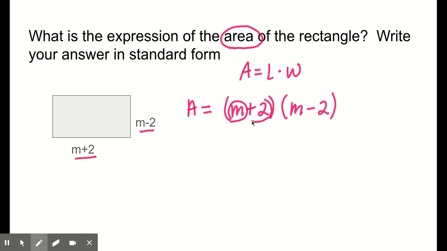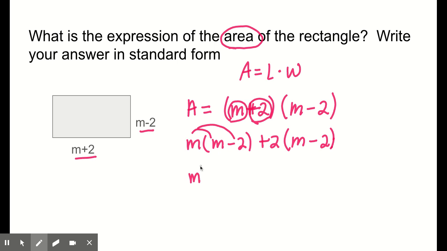We're going to break apart the first binomial and distribute each piece to the second. So that would be m times m minus 2 plus 2 times m minus 2. Now you just have to be really careful with your signs here. Make sure that you have them where they're supposed to be. So we double distribute. First the m. M times m is m squared. M times negative 2 is negative 2m. Positive 2 times m is a positive 2m. And positive 2 times negative 2 is a negative 4.